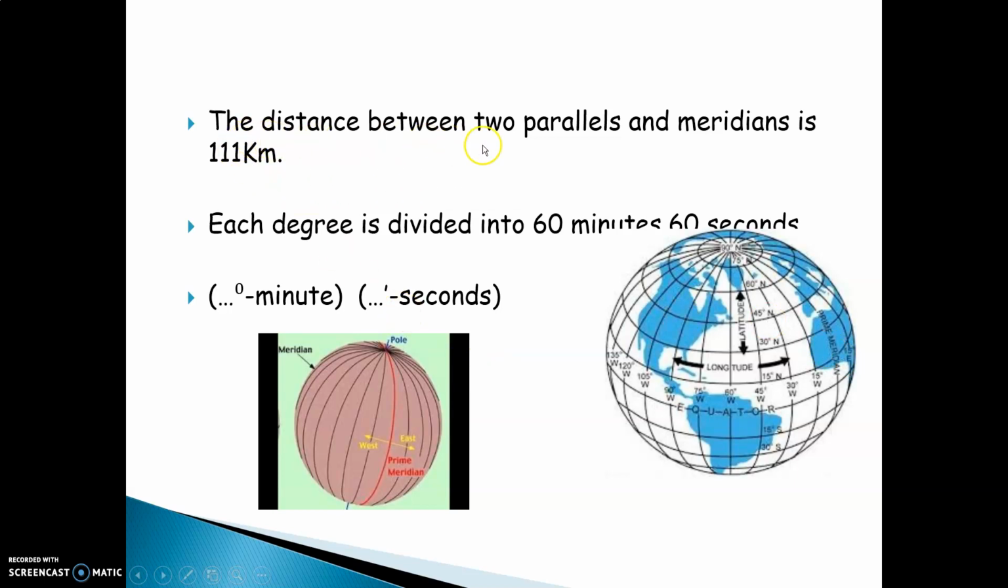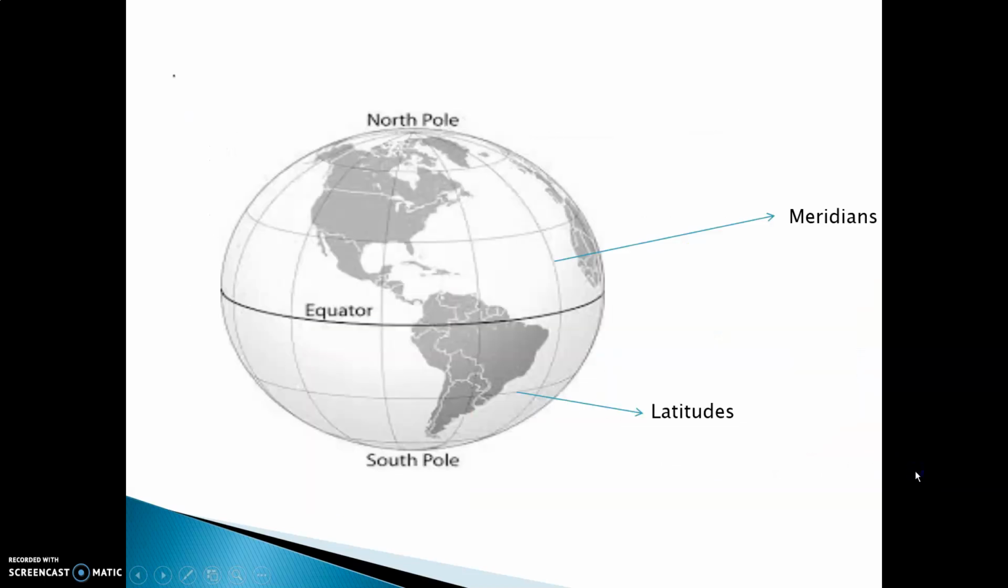Now the distance between these 2 parallels and meridians is 111 kilometers. That means the distance between these 2 parallels is how many kilometers? 111 kilometers, and here also. Each degree is divided into 60 minutes and 60 seconds. That means as we go upwards, we realize they are divided in terms of 60 minutes and 60 seconds. So this is a symbol to write minutes, and this is a symbol to write the seconds.